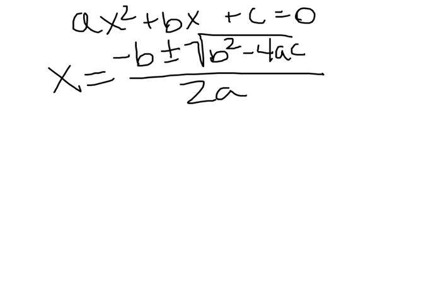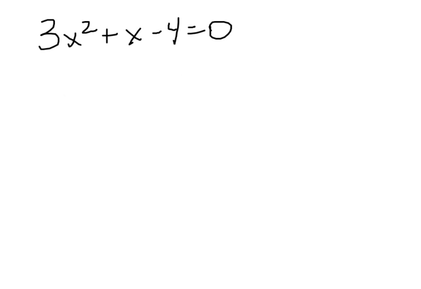So, x equals negative b plus or minus square root of b squared minus 4ac all over 2a. So let's go ahead and use that to solve a quadratic equation for x. So what if I have 3x squared plus x minus 4 equals 0? Well, my a is 3, my b is 1, and my c is negative 4.